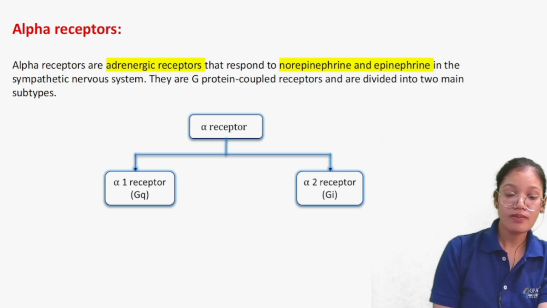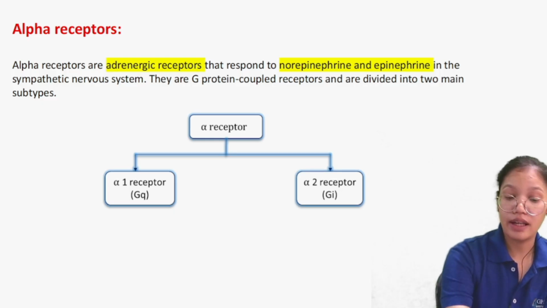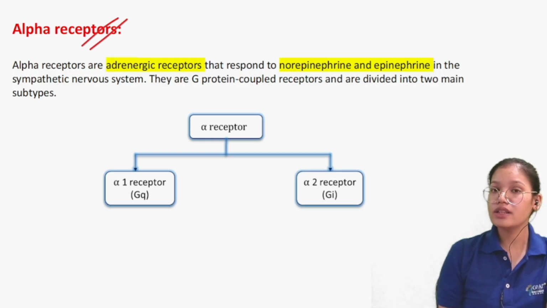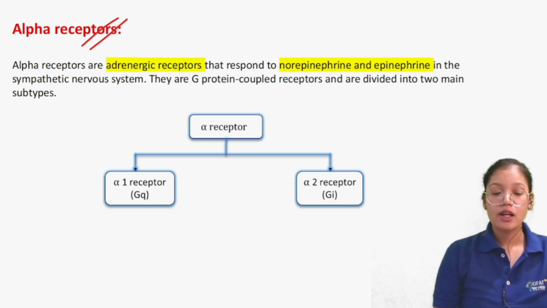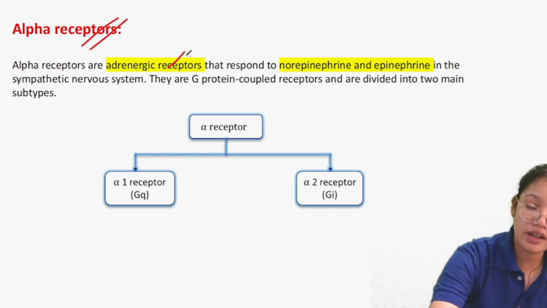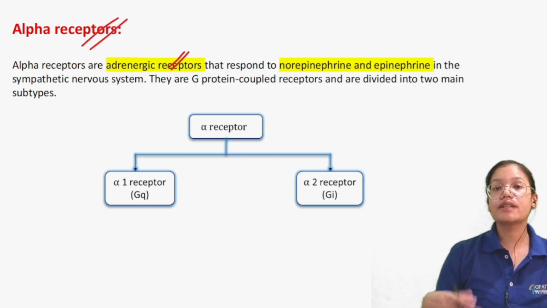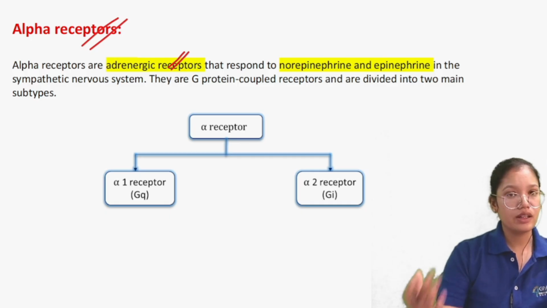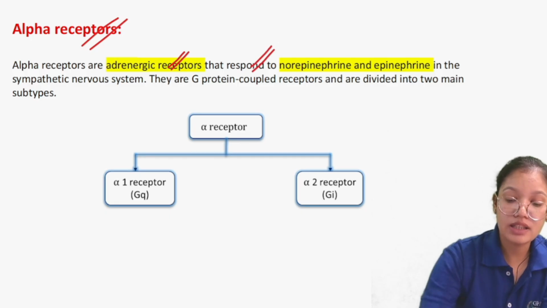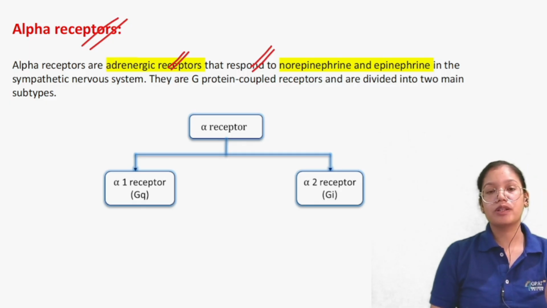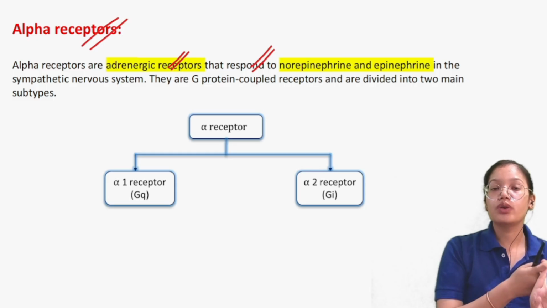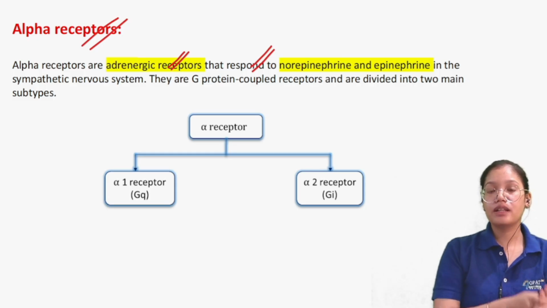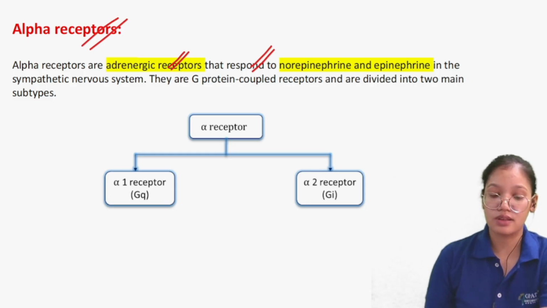Okay. Now starting with the alpha receptors, what are these alpha receptors? Where are these alpha blockers acting? So alpha receptors are the adrenergic receptors, or we can say the receptors of the sympathetic system. Okay, they respond to two neurotransmitters, that is norepinephrine and epinephrine. These are the two neurotransmitters of the sympathetic system, or we can say the adrenergic system.